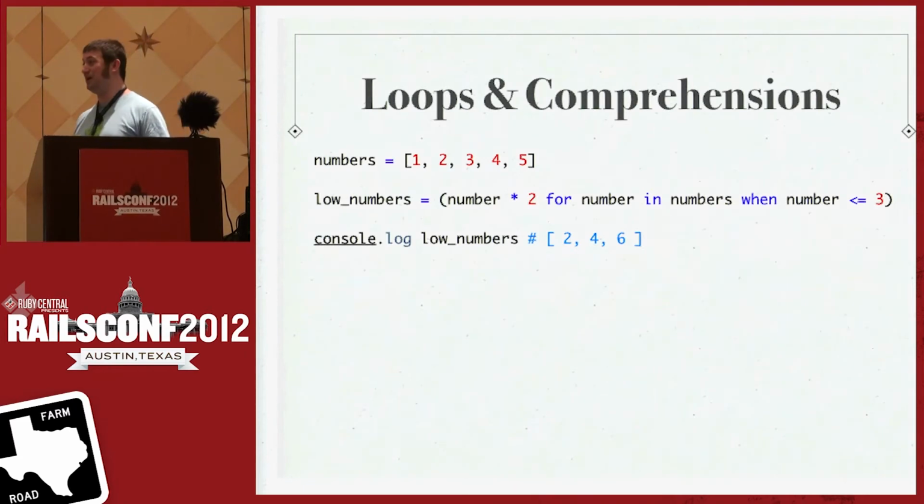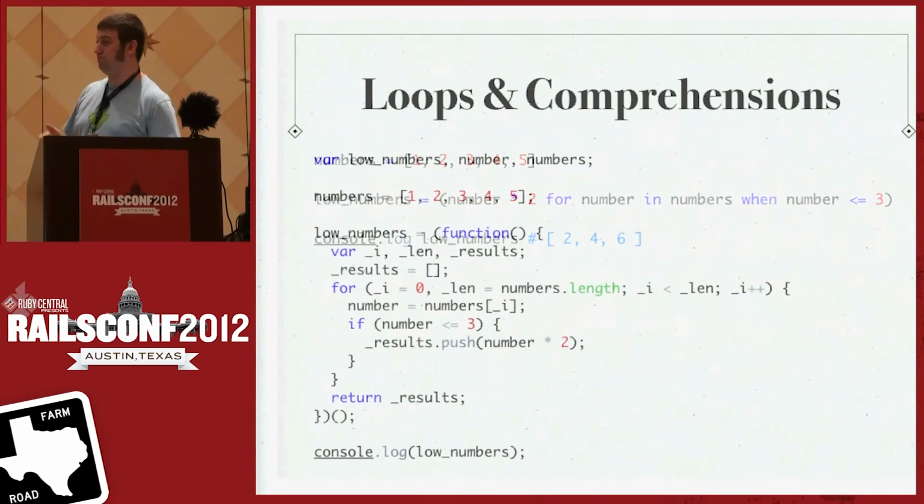We can also capture the output of that for loop into another object. So in this case here, I want to say, for every number that's less than or equal to 3 in this array, times it by 2, shove it all into an array, and give me back that array as a variable called low numbers. All in one line of code. Right? And then I can log it out.